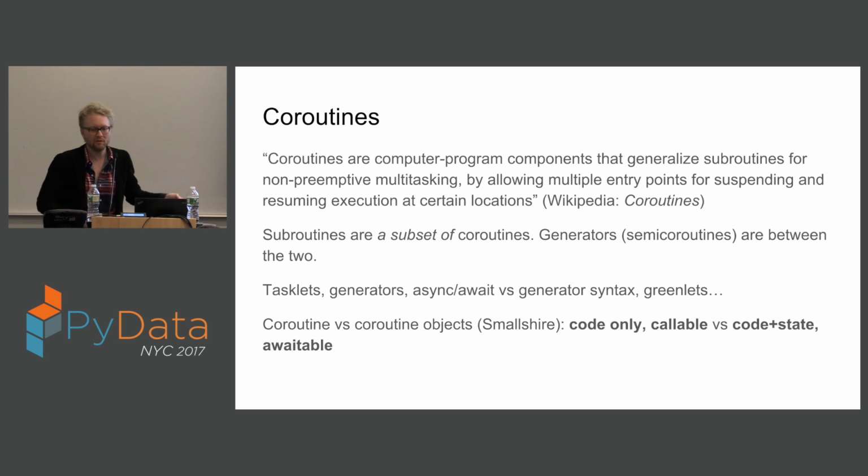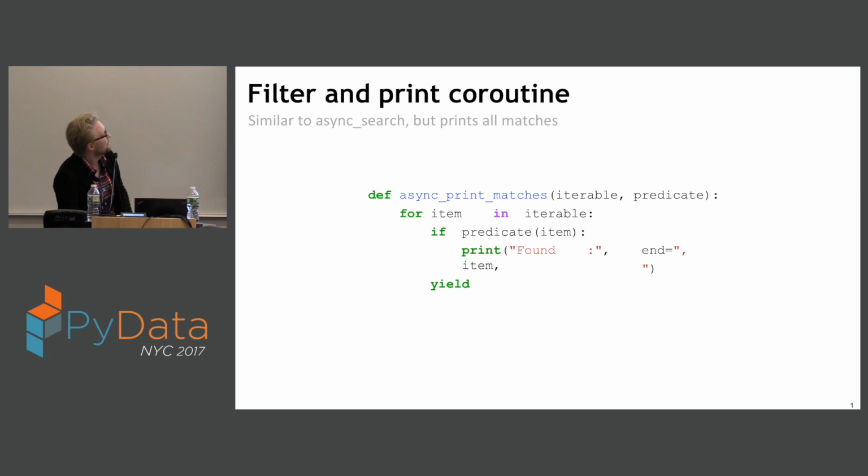The other really important thing to know here is that a coroutine is code plus state. So here's code for writing an asynchronous coroutine. We call this a coroutine function. And then when we call it, we get something back. We get an object back. That is the coroutine.